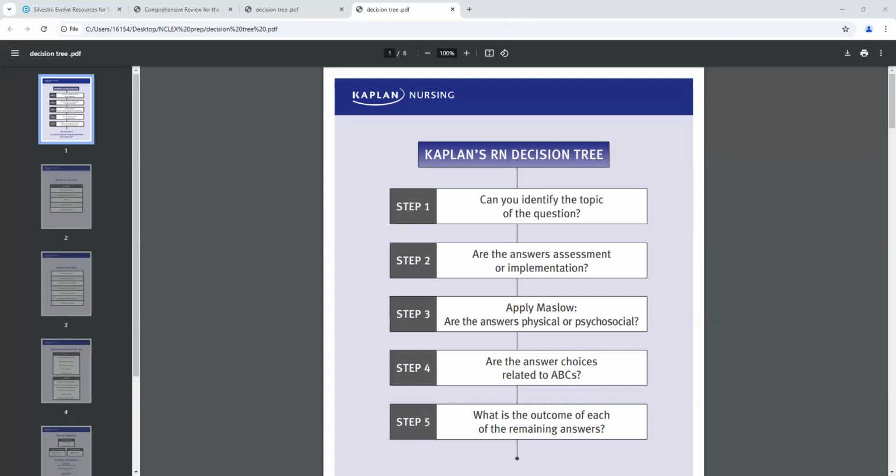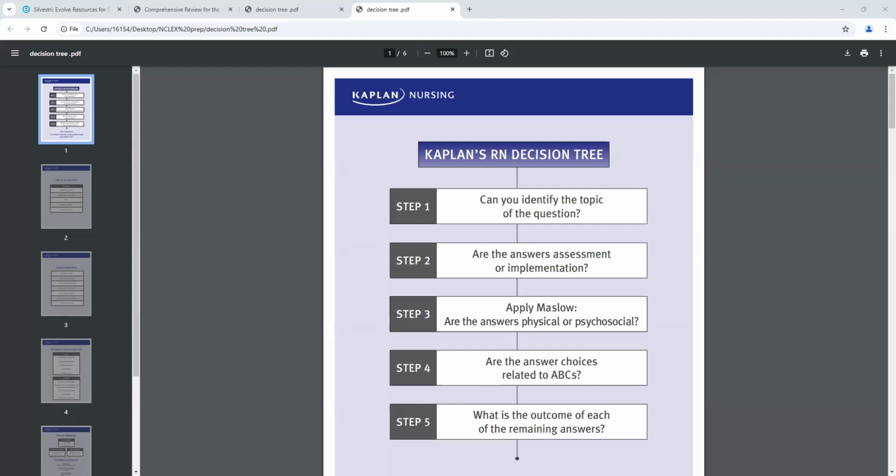One of their biggest tests that they help students with is the NCLEX. They do other tests too, like GREs, ACTs, SATs, those kinds of things. But when I was a nursing graduate, I used Kaplan to help me prep for my NCLEX. And one of the things that they did teach us was the Kaplan decision tree.